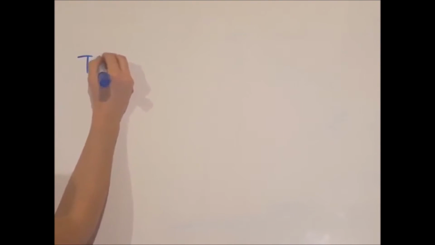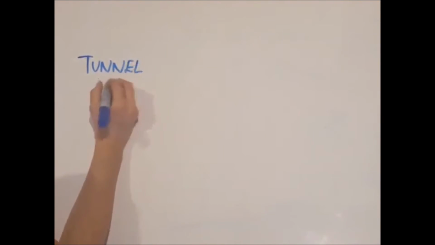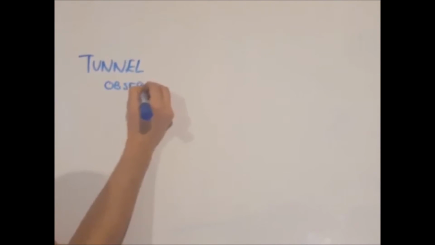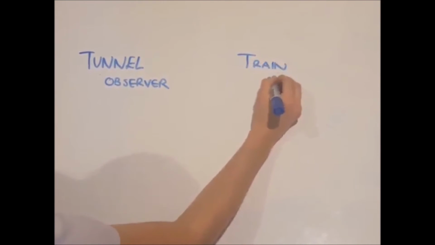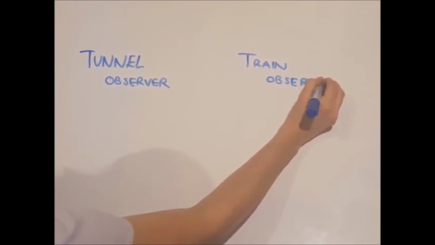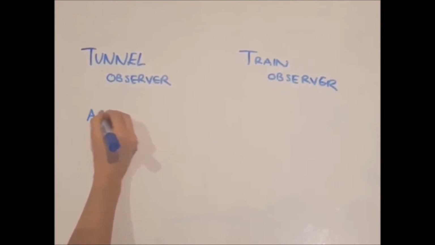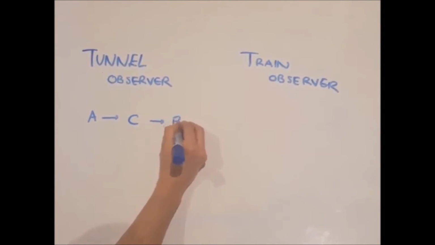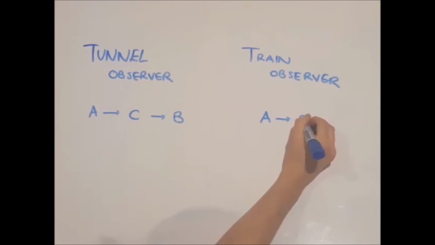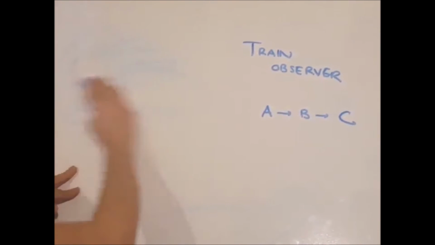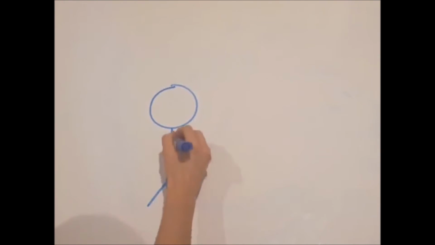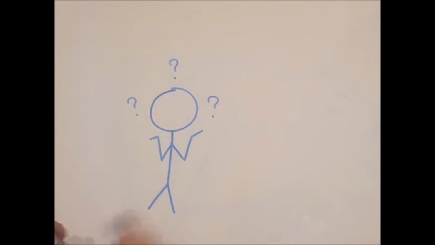So let's simplify the previous animation. We have two observers, the train and the tunnel, and three events. The front of the train entering the tunnel, event A, the front of the train reaching the exit, event B, and the back of the train reaching the entrance, event C. As we saw, due to length contraction, these events occur in different orders depending on which reference frame you are in. So which order of events is the correct order?